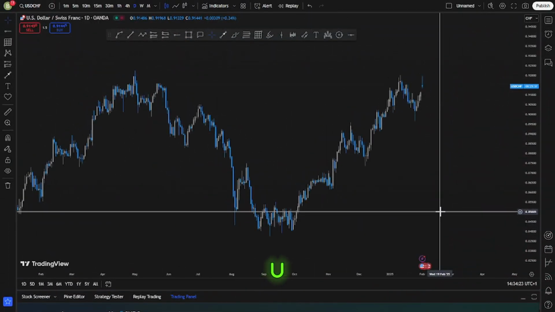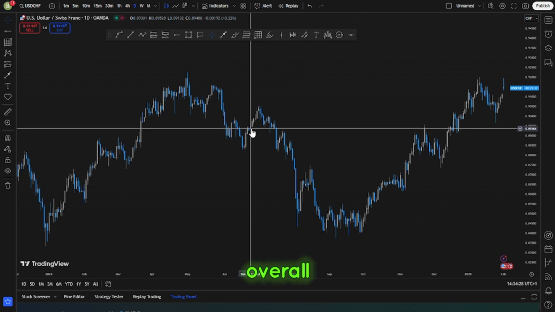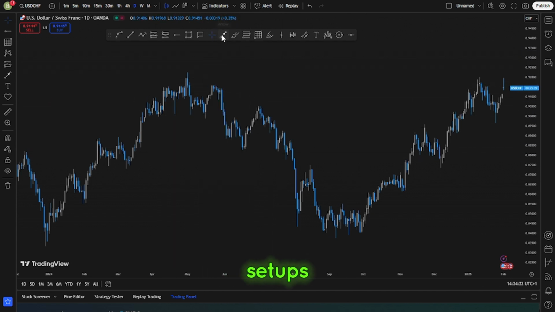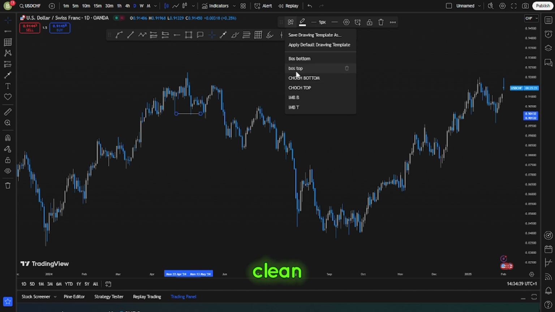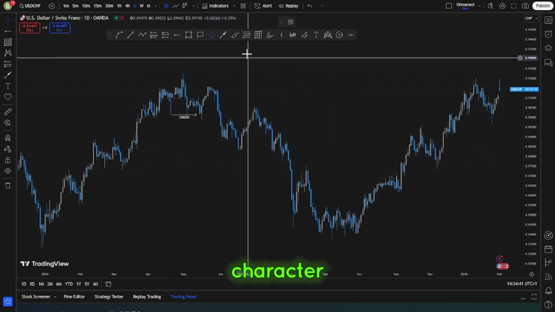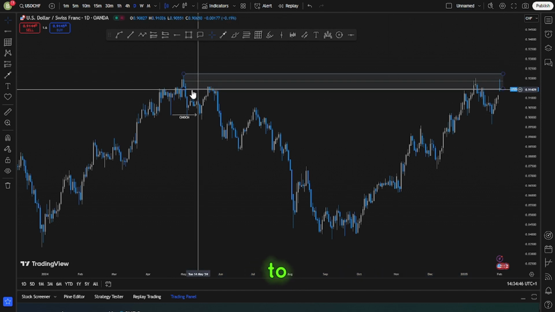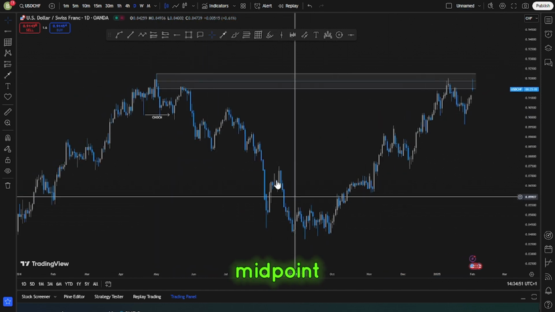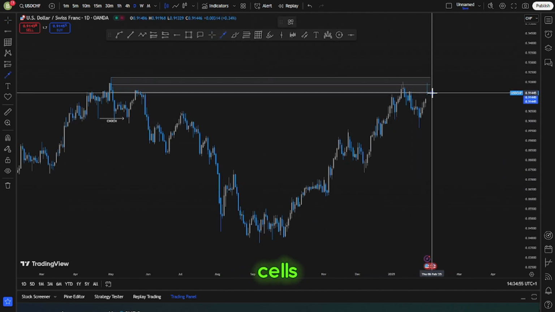So guys, we're looking at USD CHF on the daily time frame, and I like to look at the overall market structure before we get deeper into these setups. So as you can see here, we had a high, a low, and then we had a high, then we had a lower low here, of which on the lower time frame it's a clean change of character. Then we had this high point here. As you can see, we had a slight tap to it, but we didn't tap the midpoint here. And then after not tapping that midpoint, the market decided to pull back into it so that we can get some nice sells, just like this.